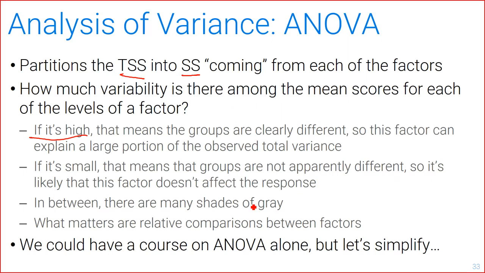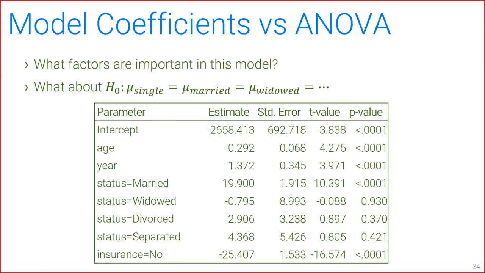And by the way, ANOVA is a topic that is huge. We could have a course only on ANOVAs, but that's not the point here. So if you start reading about ANOVAs, you're going to see that there's plenty of material about it. But here I'm just taking a simplified take at it. So let me see the difference between looking at the coefficients of the model and looking at an ANOVA table. So if we had this model in which we have the wage of employees as a function of their age, the year of the measurement, their marital status, and whether they have insurance or not.